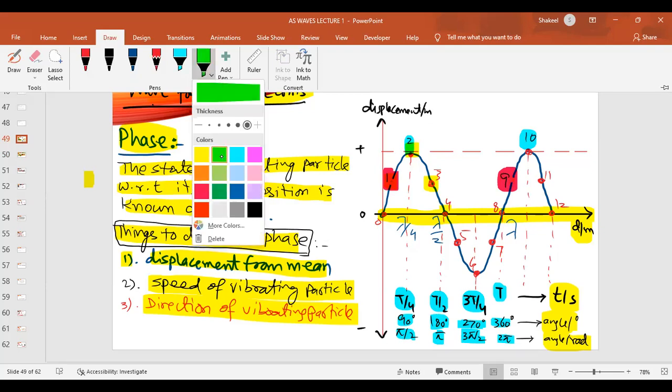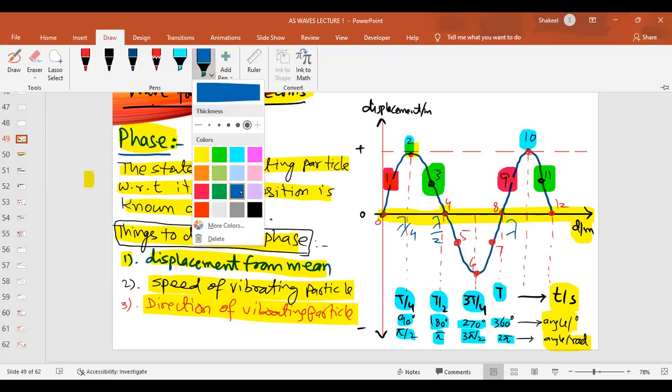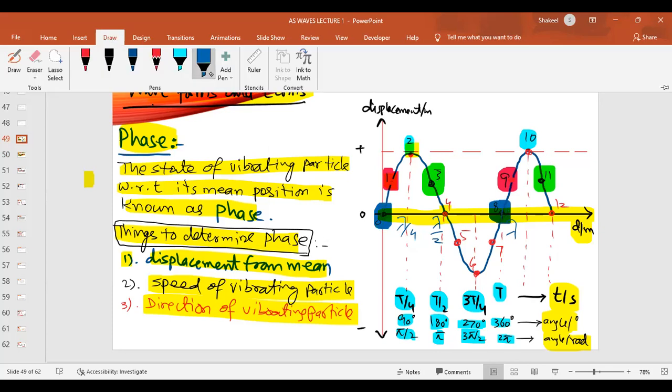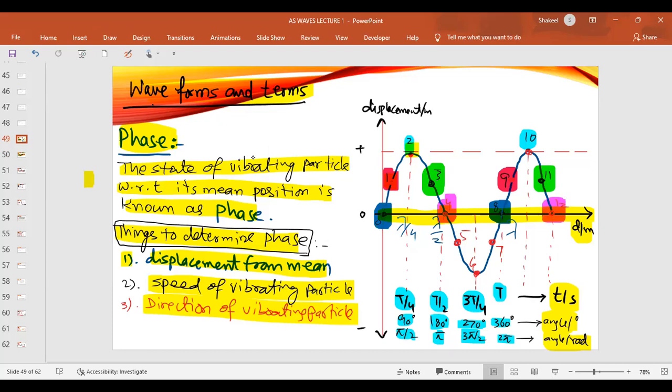The next few particles which can be in phase are number 3 and number 11, because 3 and 11 are lambda apart. So all the particles which are lambda apart are in-phase particles. So 1 and 9 are lambda apart, 2 and 10 are lambda apart, 3 and 11 are lambda apart. That's why these are known as in-phase particles. The next one is 0 and 8. These are in-phase particles because they are lambda apart. The next one is 4 and 12. These are in-phase particles because they are lambda apart.